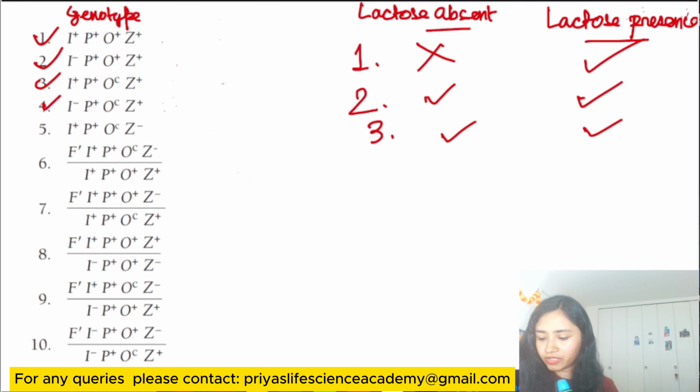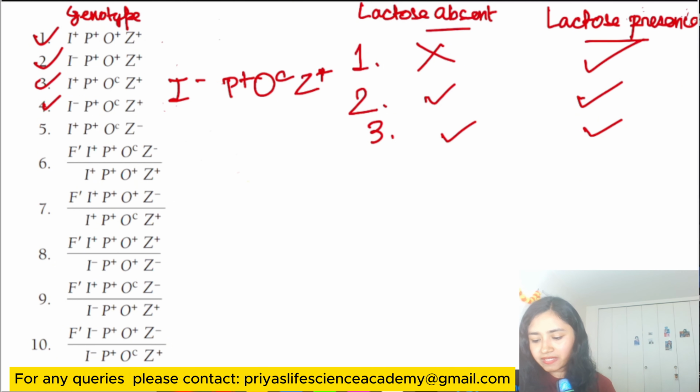So students, coming to number 4: I minus, P plus, OC, Z plus. So I minus produces a non-functional repressor.